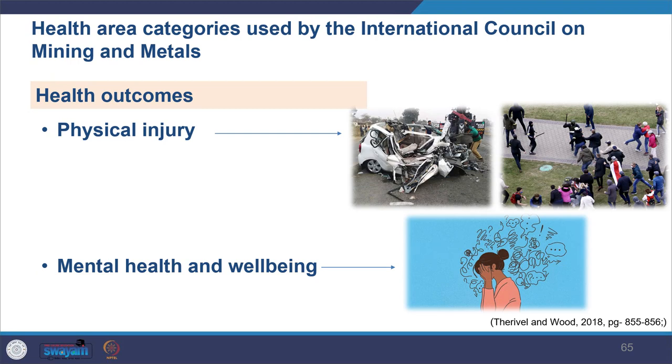Now we're going to look at the categories provided by the International Council on Mining and Metals. Here you see what health outcomes they identify. They look at infectious disease, chronic disease, nutritional disorder, physical injury, mental health, and well-being. There are examples also put for those health outcomes.